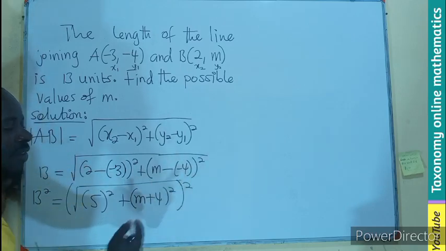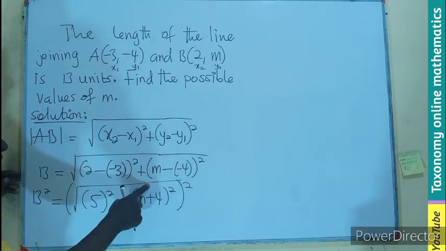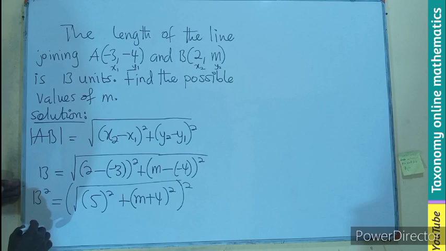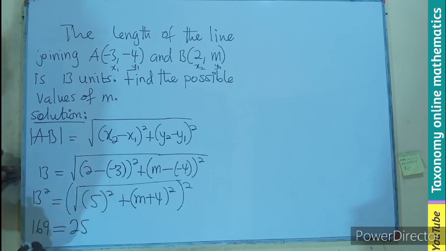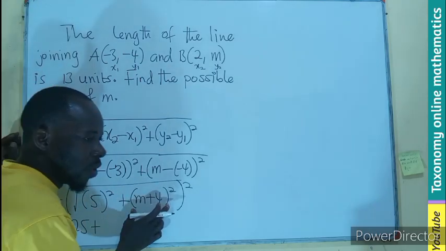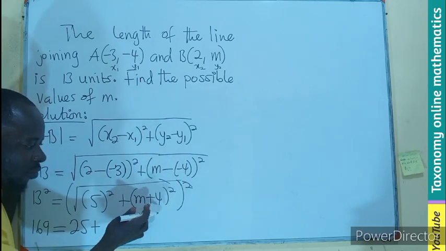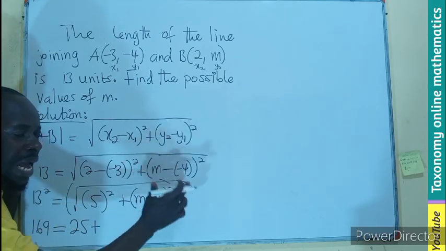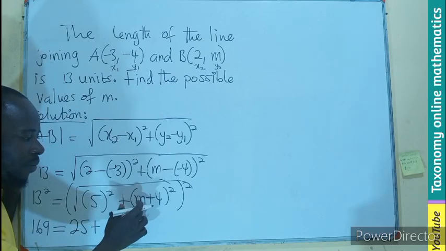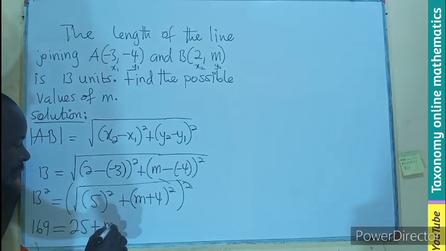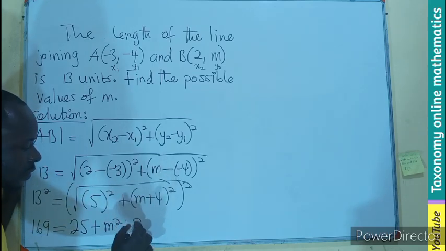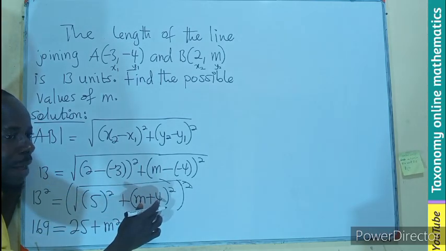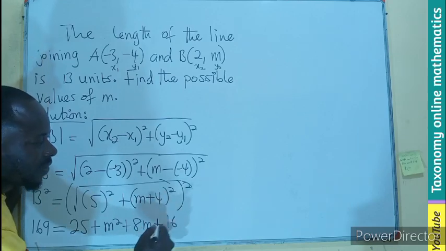Then we square this side, whereby the square will cancel the square root, giving rise to 13 squared, which is 169, equals, if you square 5, you'll have 25. Then plus m plus 4 times m plus 4, since this is also a bracket. So you square the m, you find the product of the two, that's 4m, twice of that will be 8m. Square the last term, 4 squared, that will be 16.